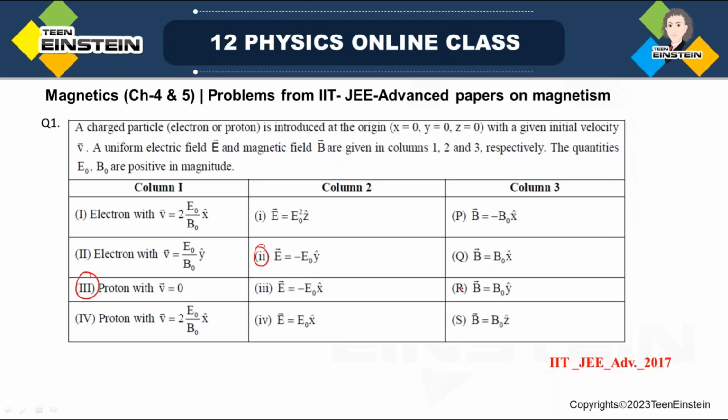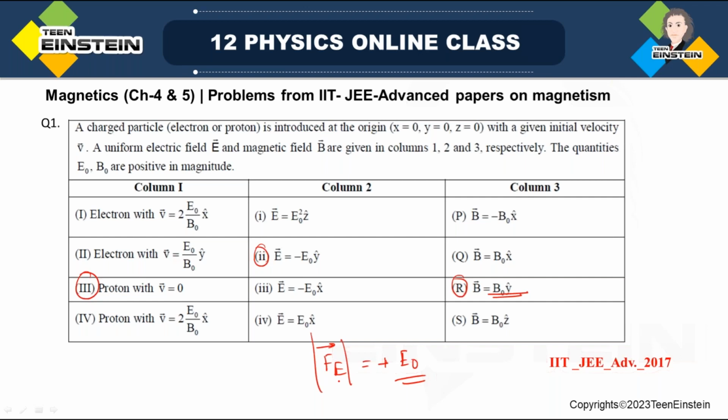See, in this case there is no magnetic force, right? No magnetic force. So it will have a force, electric force, purely in the negative y direction, and that is E0. Magnitude of the force is E0, right? All right, let us look at other forces.